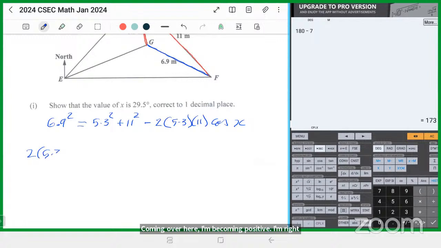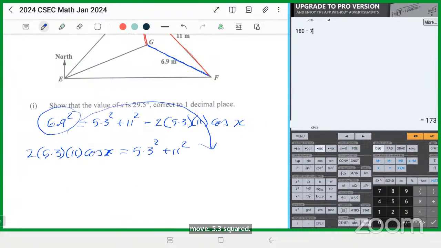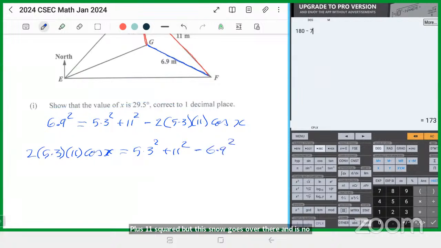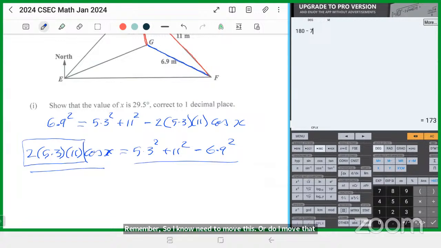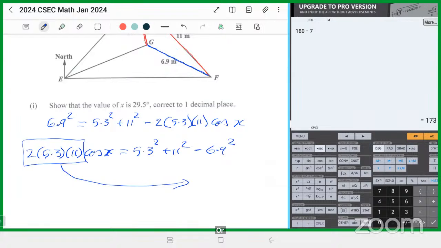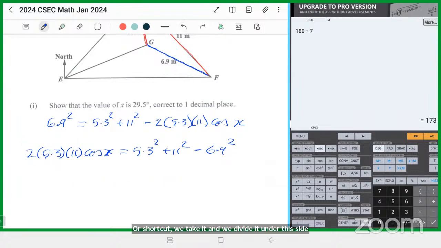2 times 5.3 times 11 times the cos of x becomes equal to, this no move, 5.3 squared plus 11 squared. But this now goes over there and is now negative. So we'll subtract this, minus 6.9 squared. Simple. Remember, I want to leave this as a subject now. So I now need to move this. How do I move that? Divide both sides by it. Or shortcut, we take it and we divide it under this side. I am literally going to move it. Let me write the next line.